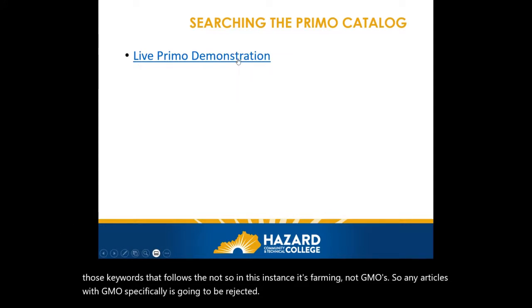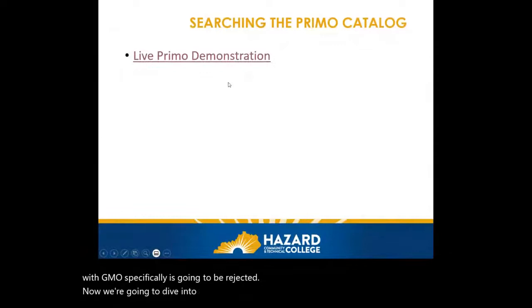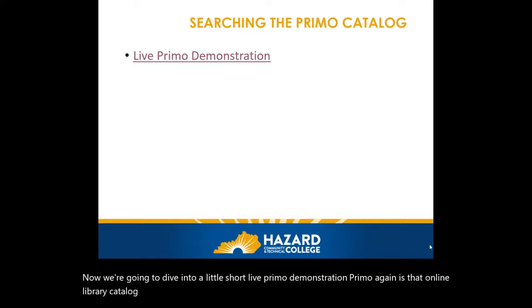So now we're going to dive into a little short live Primo demonstration. Primo, again, is that online library catalog that searches our physical items as well as many of our electronic sources.